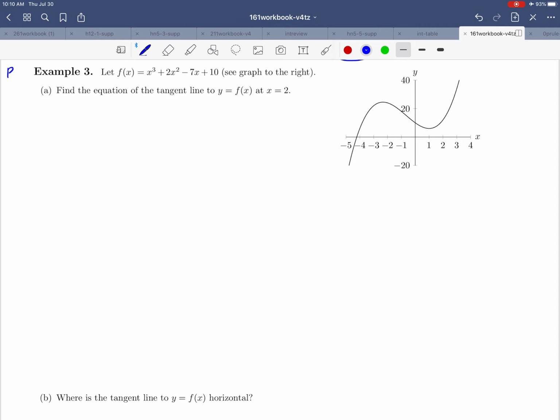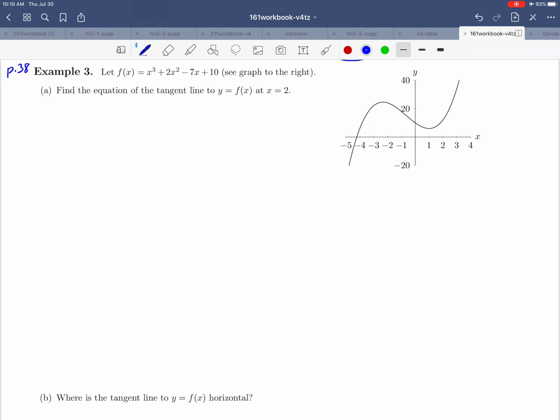Hello everybody and welcome to example 3 on page 38 of the workbook. And this is an example of a problem that we're actually going to see quite often in the coming weeks of our course. Okay, so a very common application of the derivative is finding the equation of a tangent line. So we'll run through this process step by step together here.